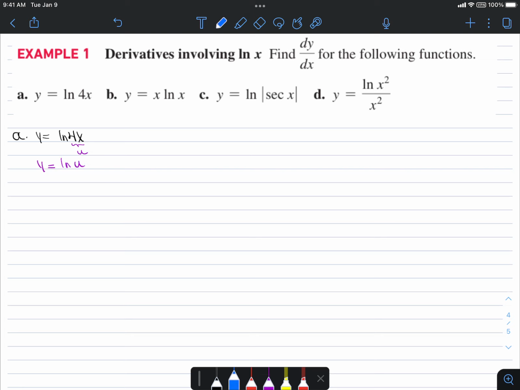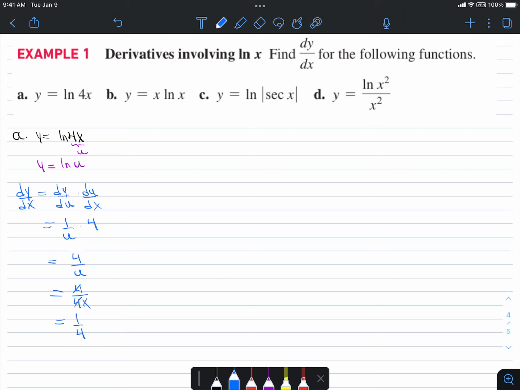So then dy dx is dy du times du dx. dy du is just the derivative of ln of u, and that's 1 over u. And du dx is just the derivative of 4x, which is just 4. So that's 4 over u. And if you remember that u was 4x, that's just 4 over 4x. You cancel out the 4's to get 1 over x.